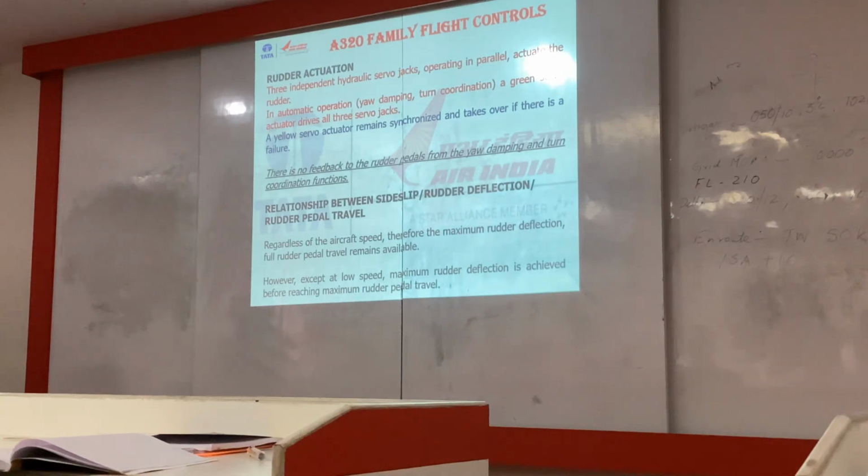There are three independent hydraulic servo jacks operating in parallel that actuate the rudder. In automatic operations, yaw damping and turn coordination, a green servo actuator drives the servo. A yellow servo actuator remains synchronized and takes over if there is a failure. If by chance the green system fails, or green system low pressure, then the yellow system will take over. There is no feedback to the rudder pedals from the yaw damping and turn coordination. So that is pure mechanical rudder, no input is coming, feedback is not coming.